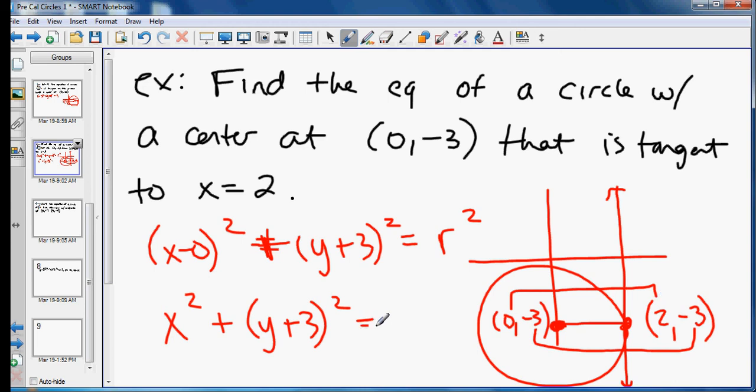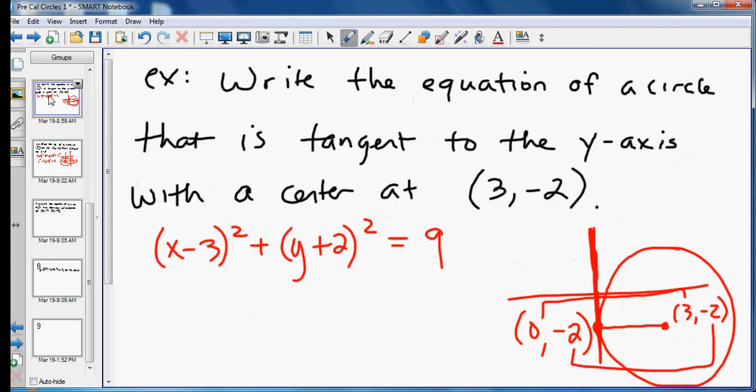So when you're told it's tangent to a line, you need to think, alright, what do I know about that line? If it's something like x equals 2 or y equals 2, well, you obviously know the x value or the y value for the point. If it's an axis, like it was in this previous example, if it's the y-axis, it's always going to tell you that x equals 0. If it's the x-axis, it's always going to tell you that the y value is 0.